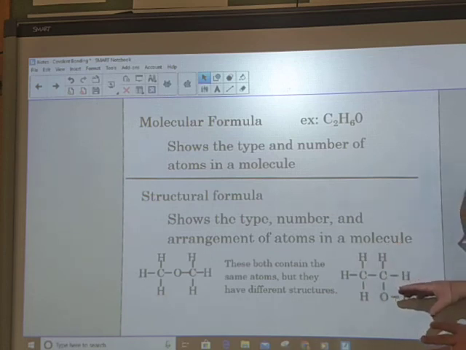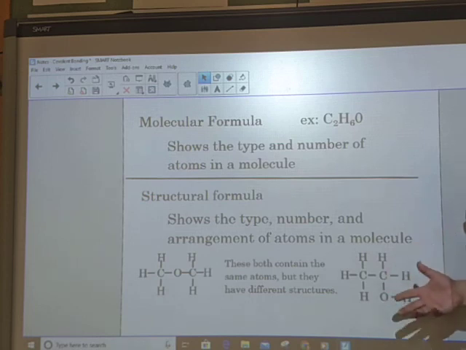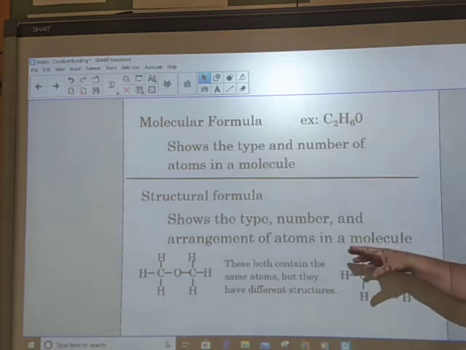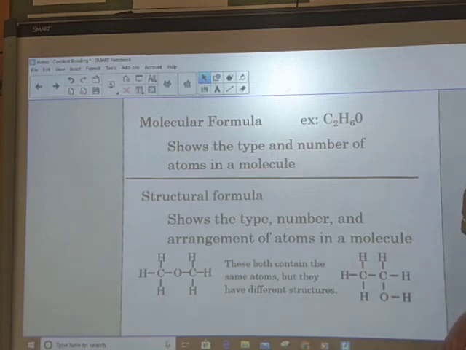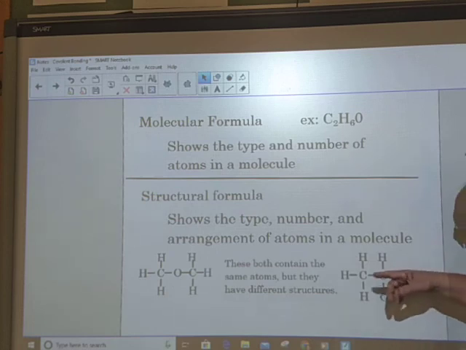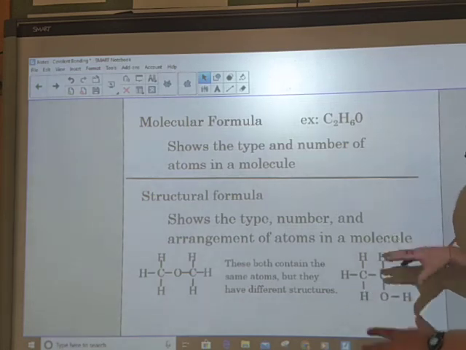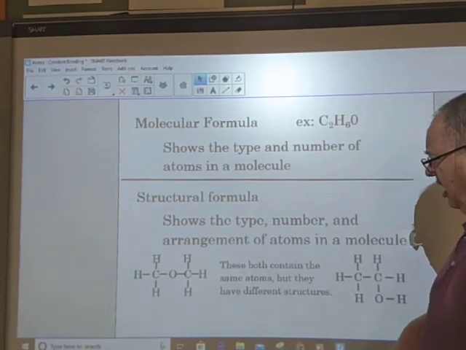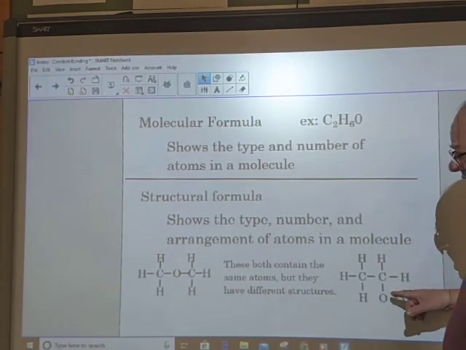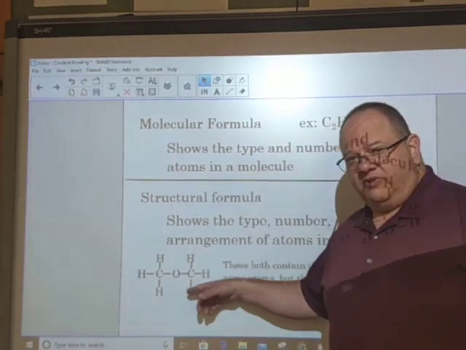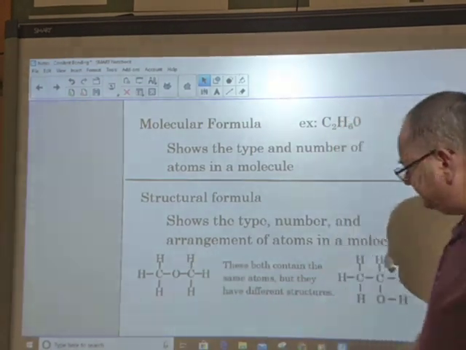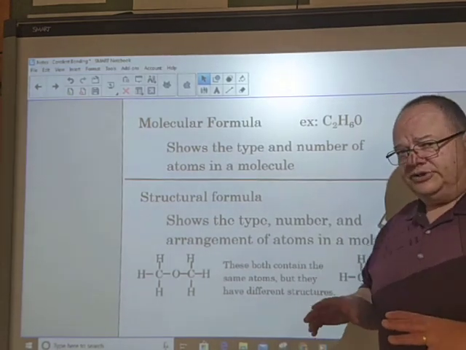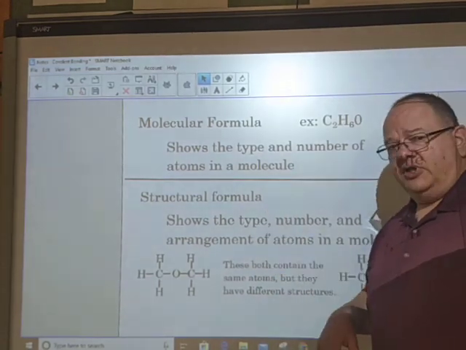The same atoms are used here. In both cases, I have 2 carbons, 6 hydrogens, and 1 oxygen. But the different structure actually makes them different compounds. This is ethanol. That's the compound that you find in alcoholic beverages. Much better used for an industrial solvent and things like that. And this is a compound called dimethyl ether. And while this one is somewhat toxic, you certainly wouldn't want to replace it with that one, because that one would be very toxic. So, structure matters. Structural formula gives us that.